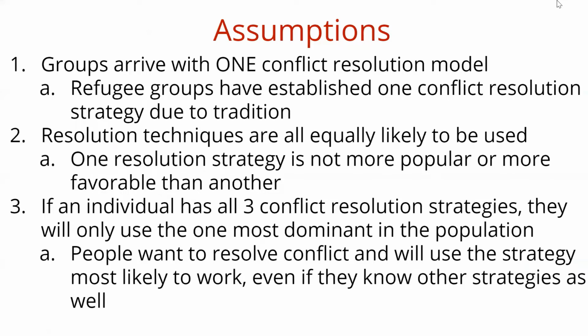Our second assumption was that resolution techniques are all equally likely to be used. So this is the assumption that one resolution strategy is not necessarily more popular or more favorable than another. It's merely that people have traditionally decided to use certain conflict resolution strategies over another. Finally, we assume that if an individual had all three conflict resolution strategies, they will only use the one that is most dominant in the population. So this is similar to genetics where there's one dominant allele. So we figured that people would want to resolve conflict, and so they would use the strategy that was most likely to work, even if they knew other strategies as well.